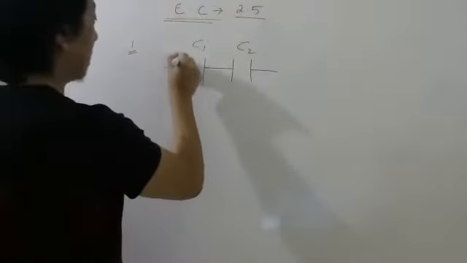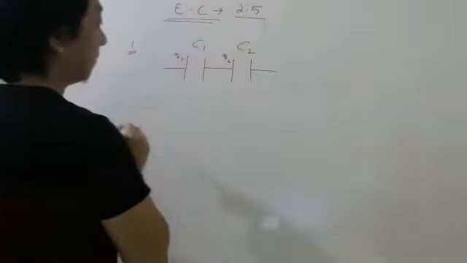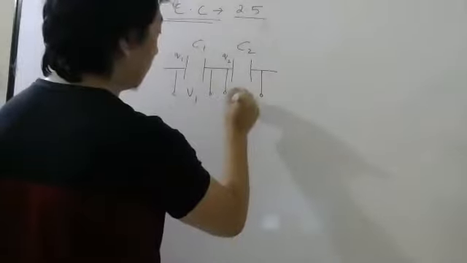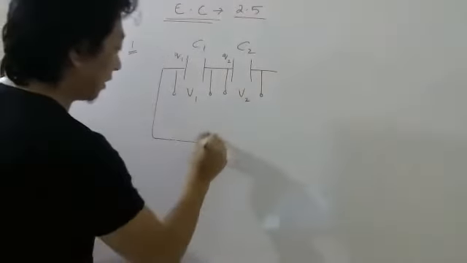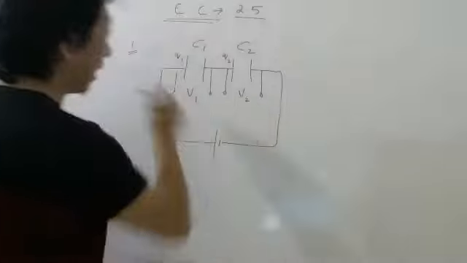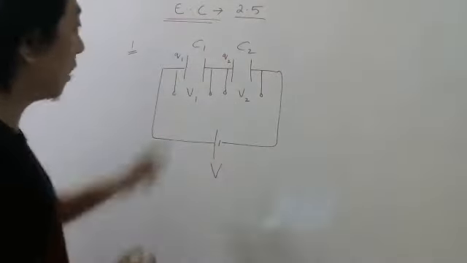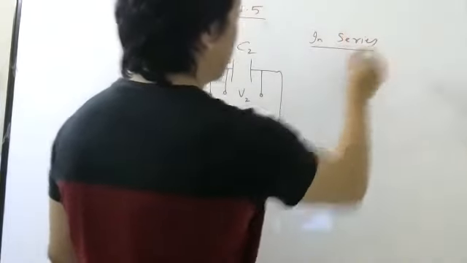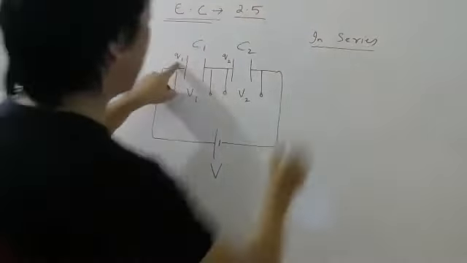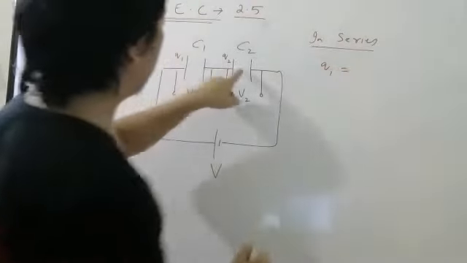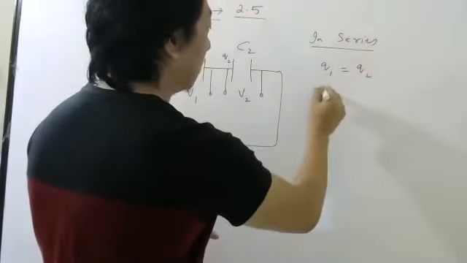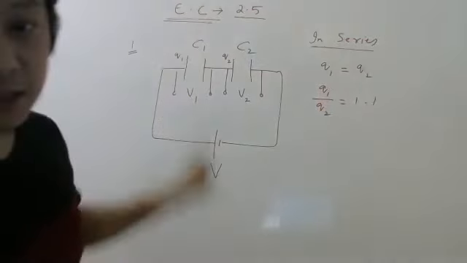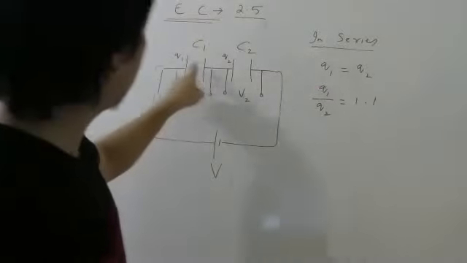So let us say here charge is Q1, here charge is Q2, and here voltage is V1, here voltage is V2. Which means they must have connected some battery here, right? Without connecting a battery, how will charges come? So once you know they are in series, I have already explained, in series charges will be the same. So charge on this capacitor must be equal to charge on this capacitor. That means ratio will be 1:1. So in series charges will be the same.